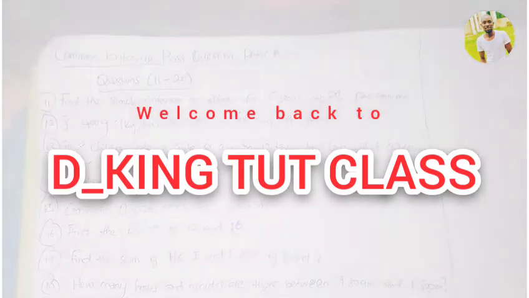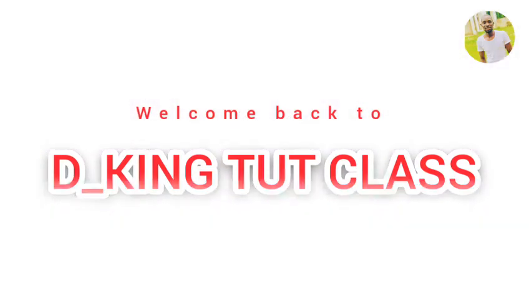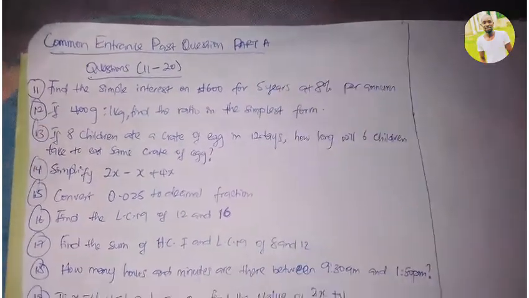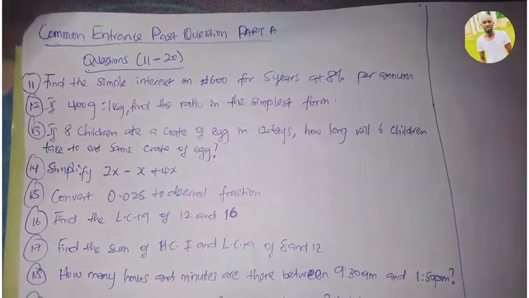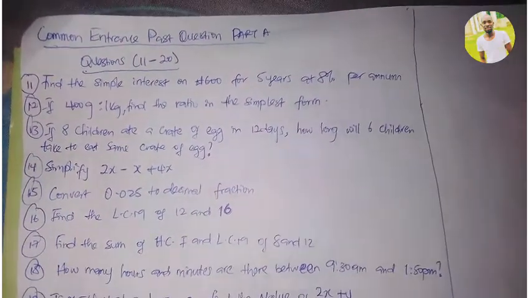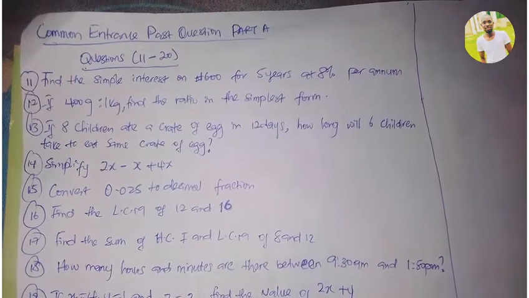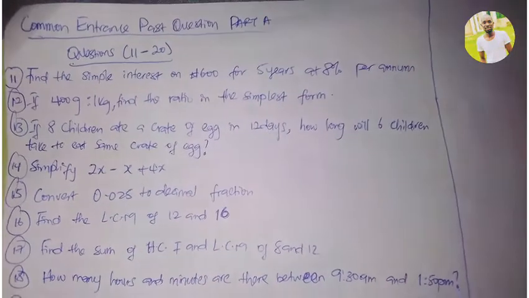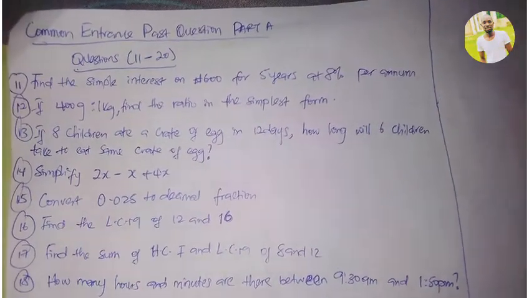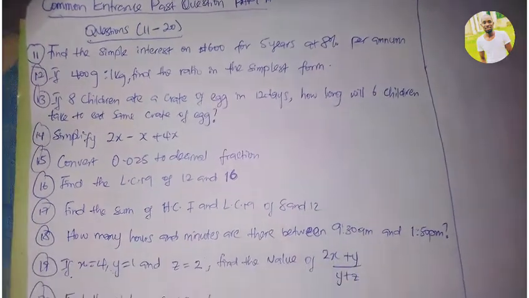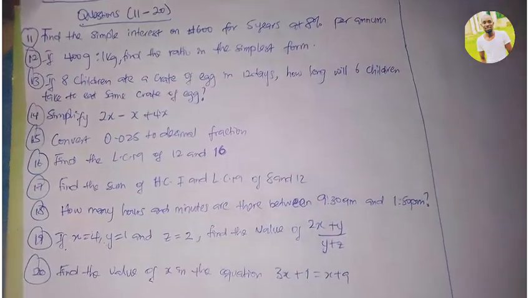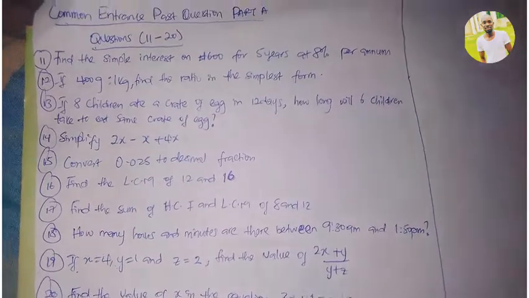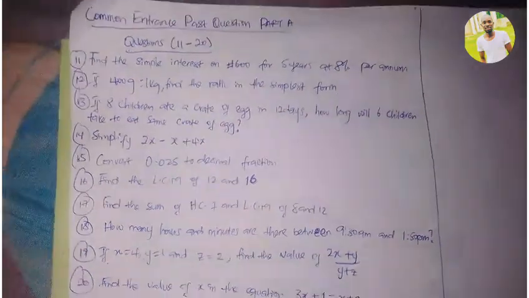In our last class, we looked at common entrance past questions, part A. We looked at the first 10 questions, that's from 1 to 10. So, do go through that if you are just joining us in this series. Okay, so for this set of questions, we have 10 questions here, from 11 to 20. Let's see how I'm going to solve each of them.